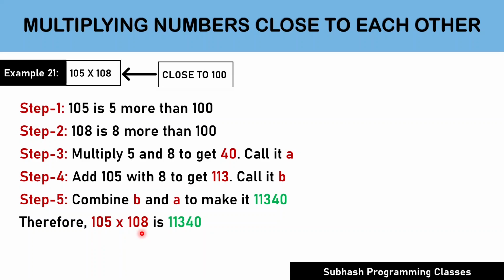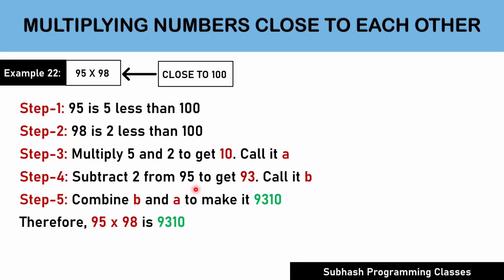Did you see how simple it is, by just following a few steps, to calculate these two numbers which are close to 100? Now, let me give you one more example. 95 multiplied by 98. 95 is 5 less than 100. That is step 1. Step 2 is 98 is 2 less than 100. Right? As step 3, multiply 5 and 2 to get 10 and call it A. Step 4, subtract 2 from 95 to get 93 and let's call it B. As a last step, combine B and A to make it 9310.